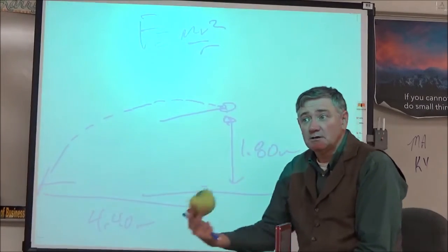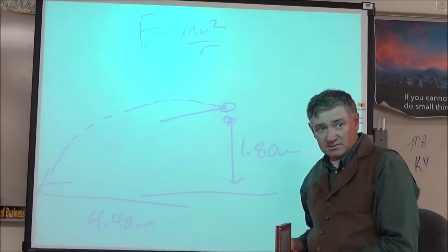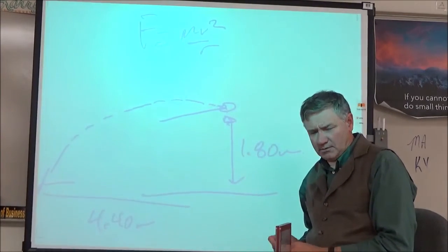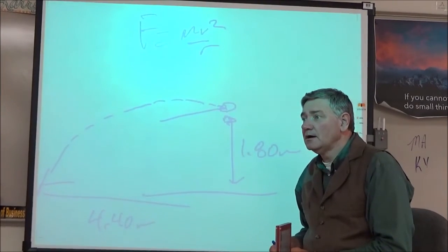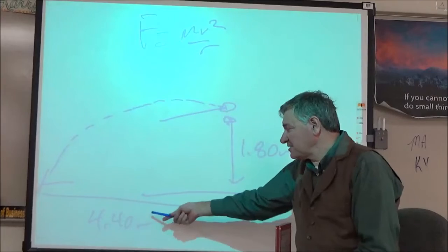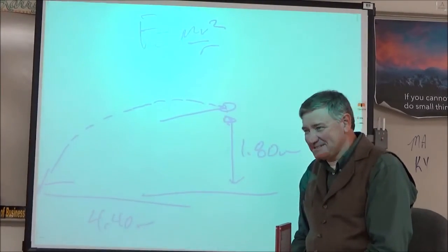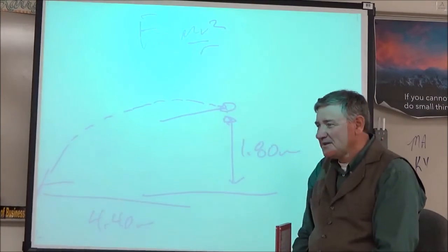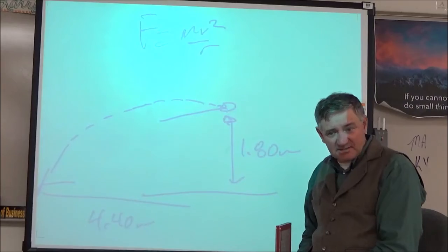Range equals horizontal Vx times time. You can find your horizontal velocity. How do you know what the range is? Because I told you that it lands 4.4 meters away. That's how you know the range. So you can find the time, know the range, you can find your Vx.